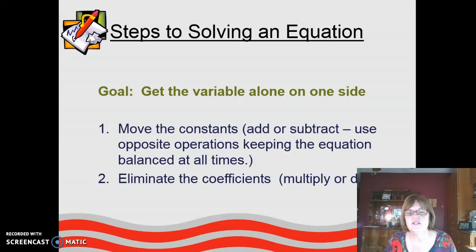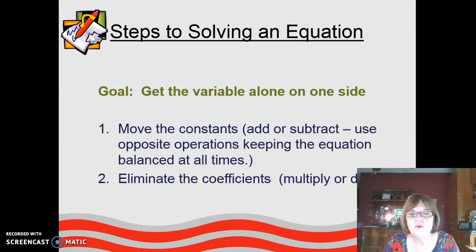Then we're going to need to get rid of any coefficients. That was part of the terms that you learned. A coefficient is a number that multiplies or divides a variable. So it's the number in front or underneath, depending on if it's multiplication or division. So let's keep going here.